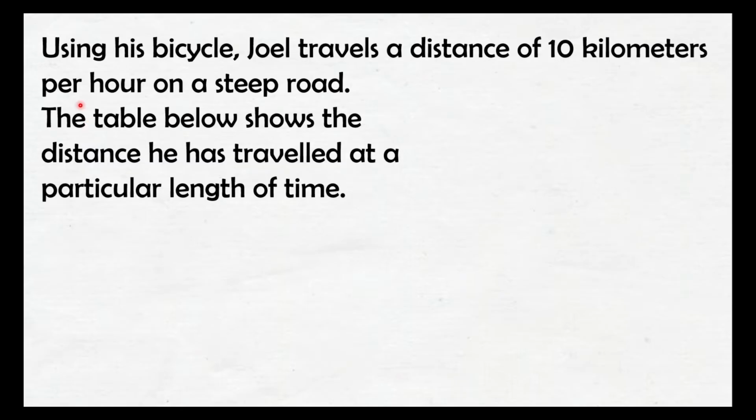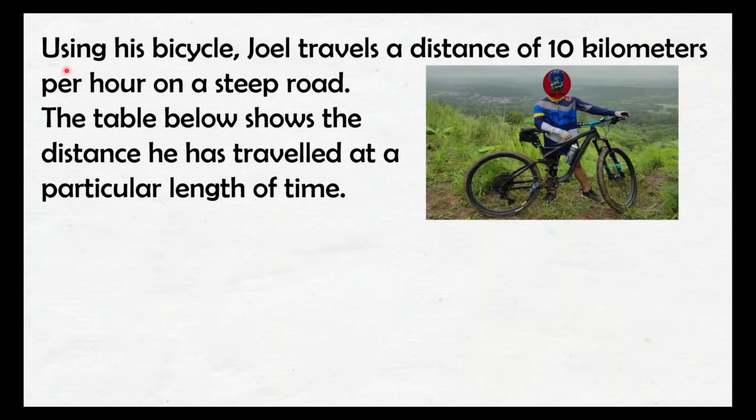Okay, let's have an example. Using his bicycle, Joel travels a distance of 10 kilometers per hour on a steep road. The table below shows the distance he has traveled at a particular length of time. So, si Joel daw ay nakakapag-travel ng 10 kilometers sa isang oras. Sabi niya dito is per hour. So, ibig sabihin yan, 1 hour yan. So, nakakapag-travel siya ng 10 kilometers sa isang oras.